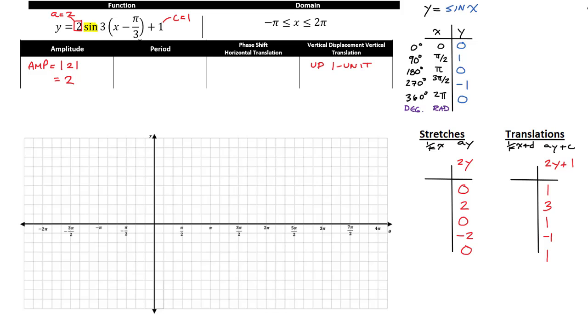And the big thing that also tells us, so I'm just going to put a little dash line here, because that tells us our axis in the middle, right? Our axis is y equals c, so it's going to be y equals 1. So I'm going to draw a horizontal line at y equals 1.